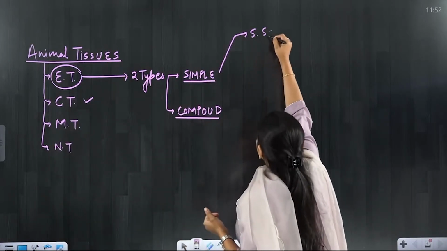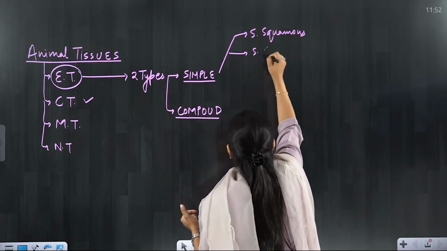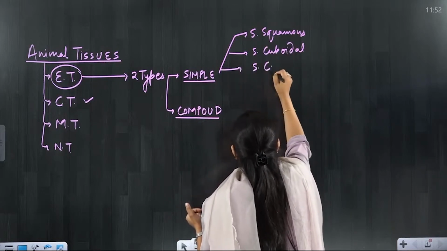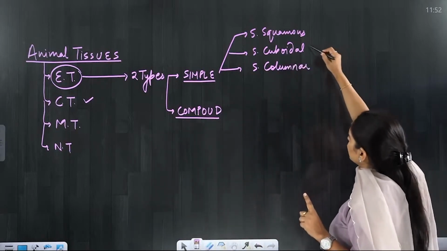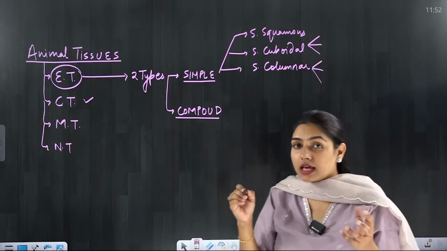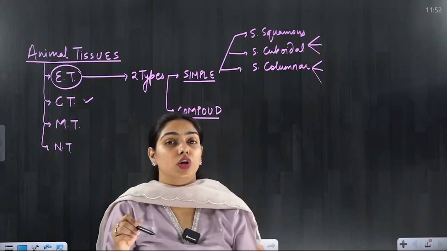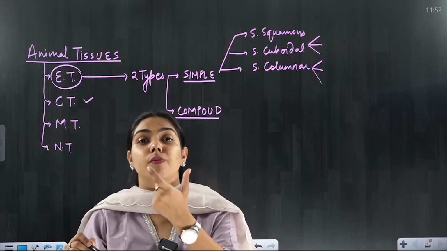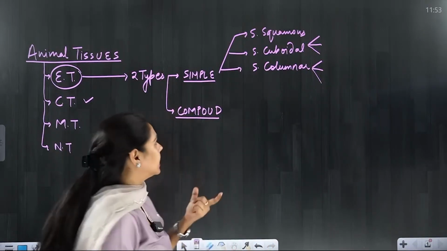It can be simple squamous epithelium. It can be simple cuboidal epithelium. It can be simple columnar epithelium. These are the main types. Then I have told you in cuboidal and columnar, modifications can be there. On the apical surface of the cell, I have told you microvilli can be present, right? Then we will say it is brush bordered epithelium. Cilia can be present. Then we will say it is ciliated epithelium.